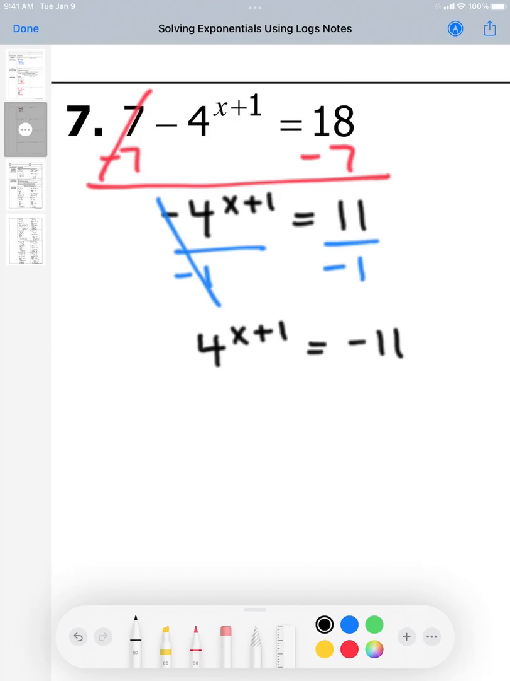Now let's go ahead and change it to a log. Log base 4, right? That's the base of the other number on the other side, negative 11. Again, I'm going to put that in parentheses, is equal to the exponent, x plus 1.